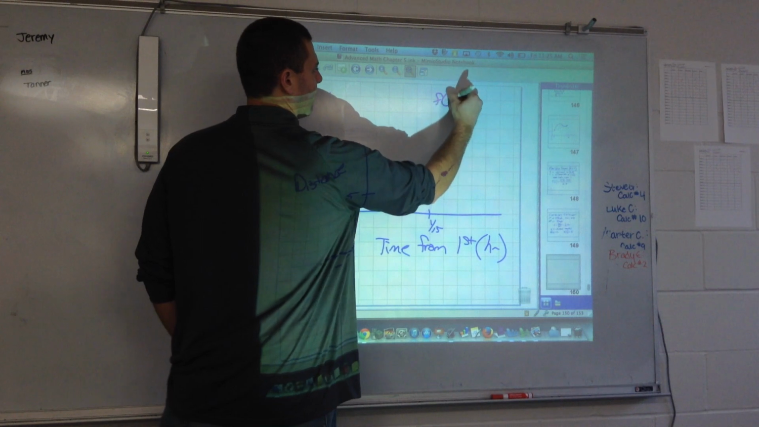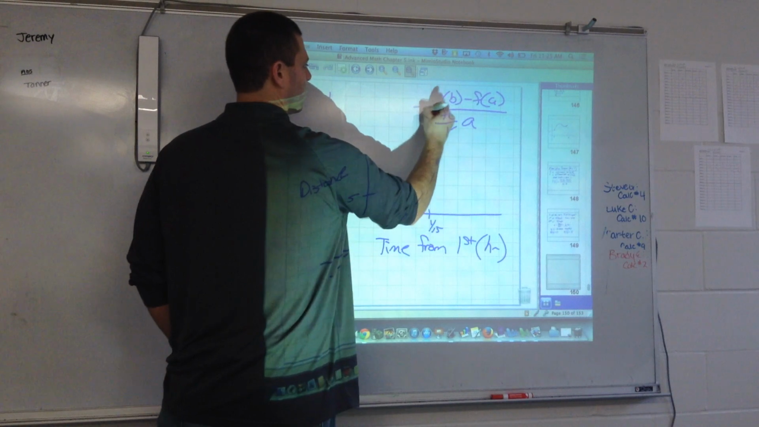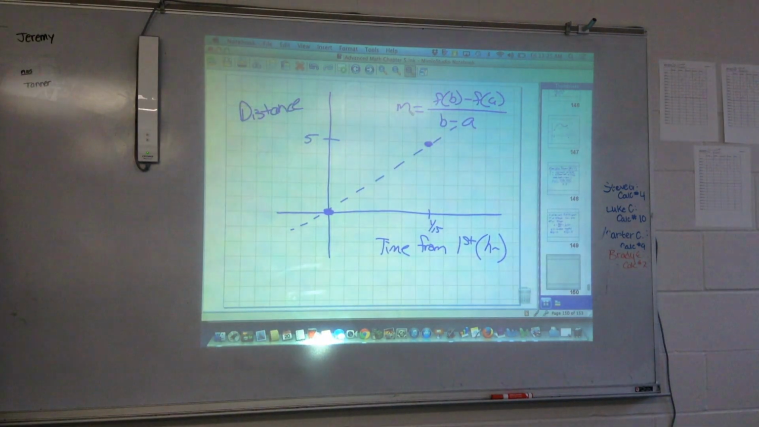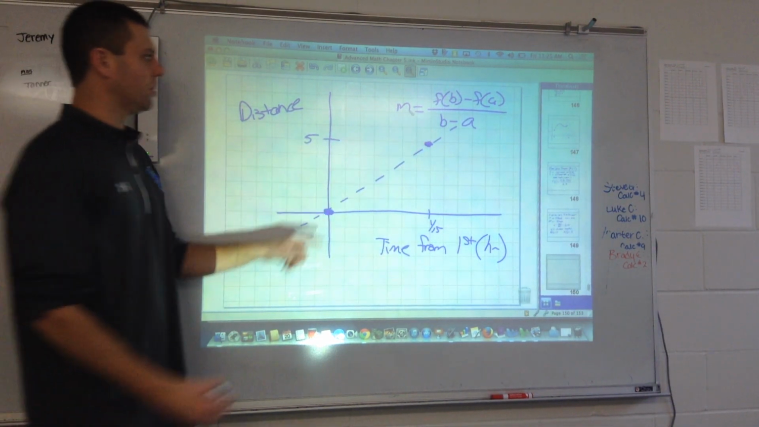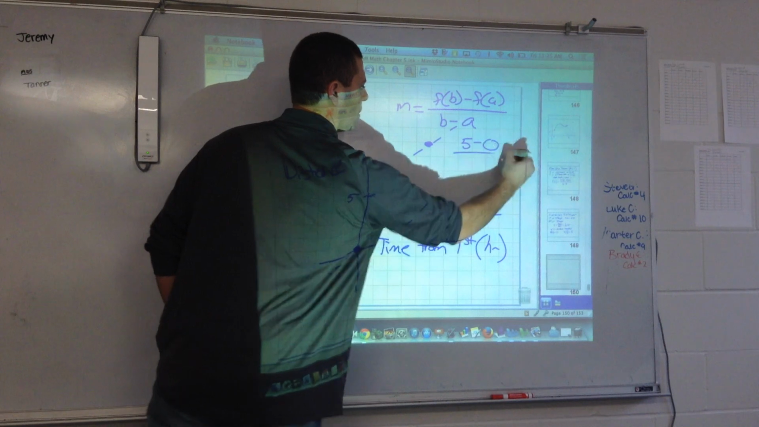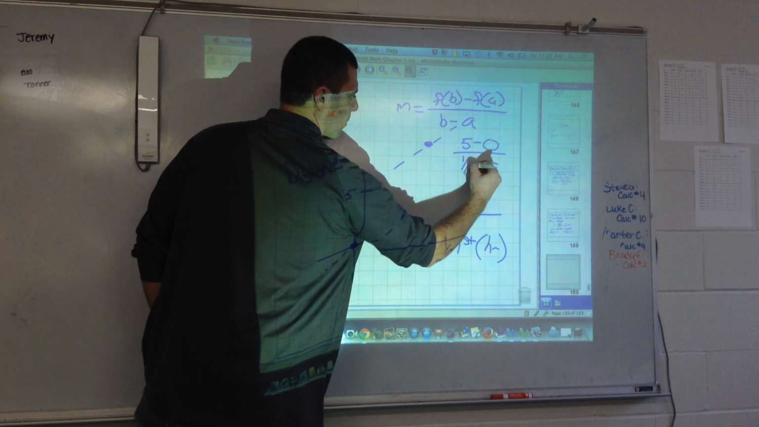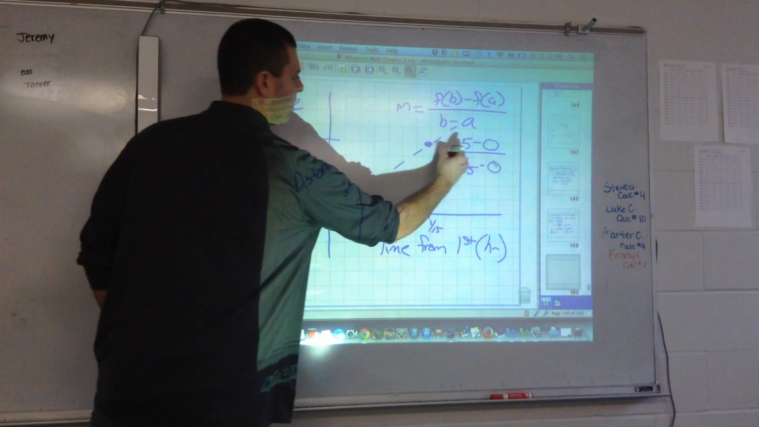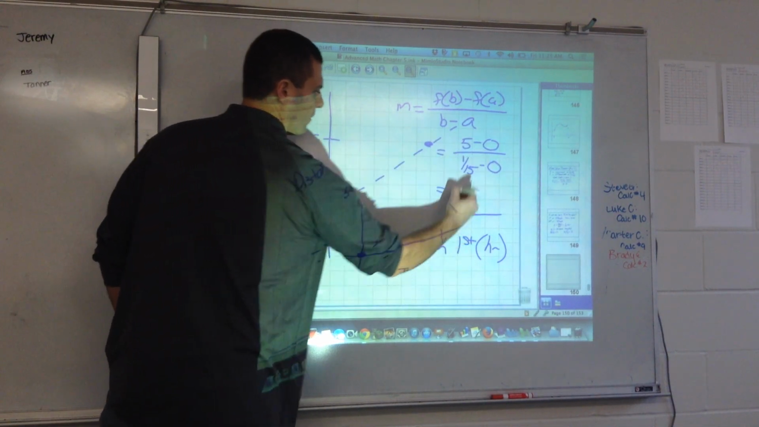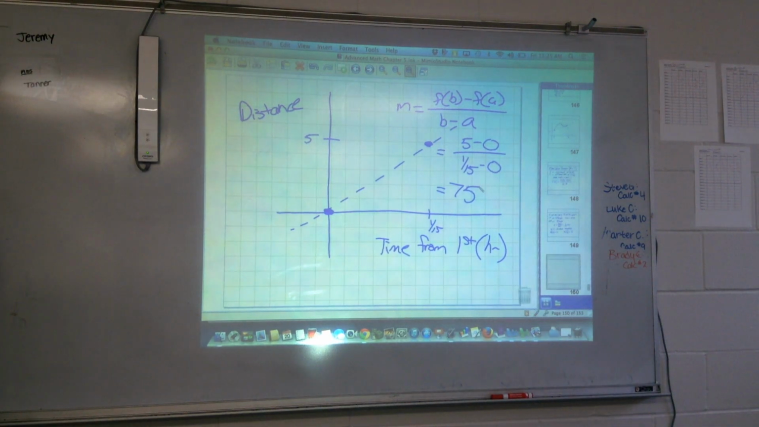So, f of b minus f of a divided by b minus a will give us the slope of that line. This point is 1/15 comma 5, this one's 0, 0. So you do 5 minus 0, so 5, over 1/15 minus 0. So 5 divided by 1/15, or 5 times 15, which is 75. So his average would be 75 miles per hour.